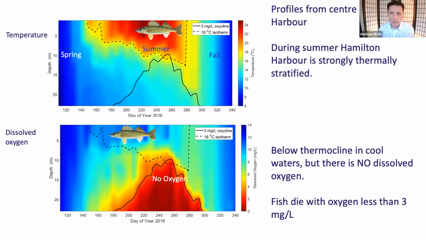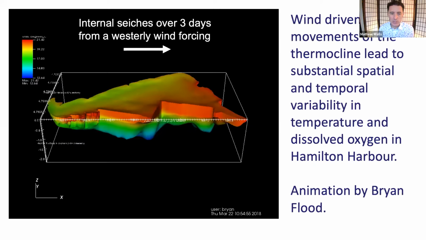And so this is why a decision has been made to stock Hamilton Harbour with walleye that prefer these warm waters. Now, what we'd like to know is what happens at the edges of Hamilton Harbour when you get these upwellings. So in a computer simulation Brian Flood did, he made a model of thermal stratification in Hamilton Harbour and looked at what happens when the wind blows from the west.